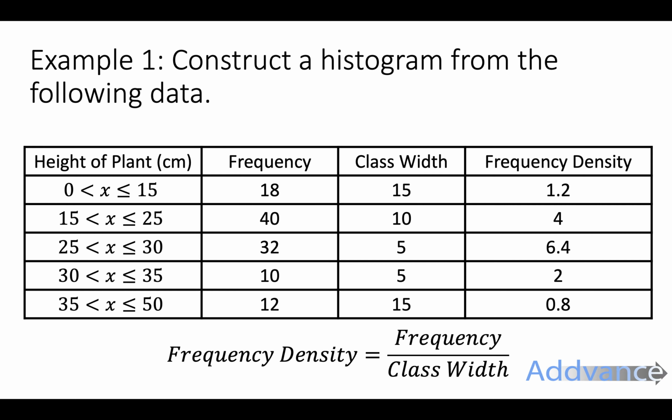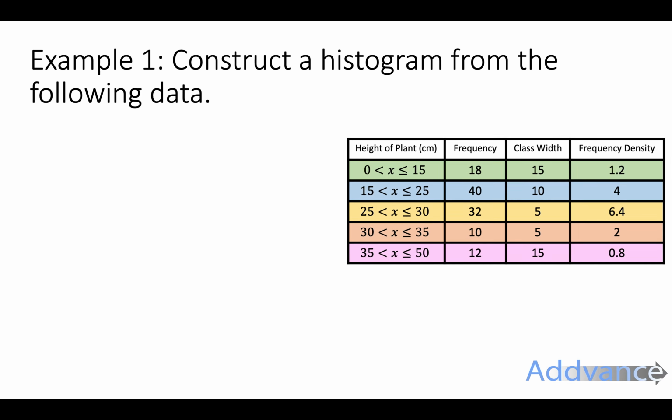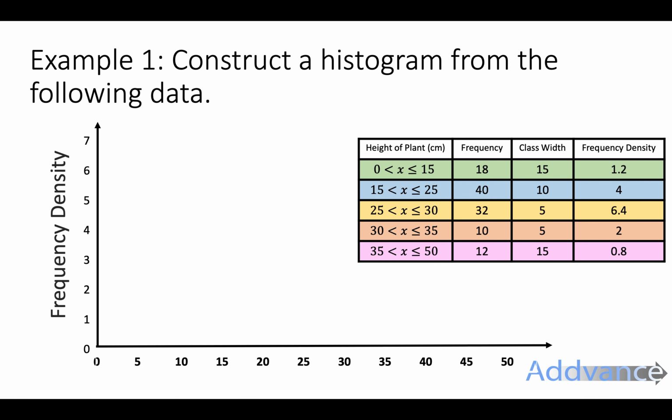Our histogram will look something like this, where you've got the two axes, frequency density and height of the plant. The height of the plant needs to go from 0 all the way to 50 because they are the smallest and biggest bounds on our classes. Our frequency density, well, the biggest frequency density is 6.4, so let's just round that up to 7 and do a scale over here from 0 to 7. So when you're drawing your scales, make sure they match the data.